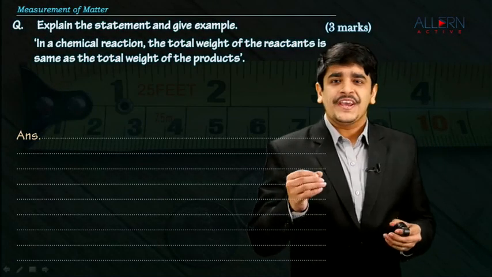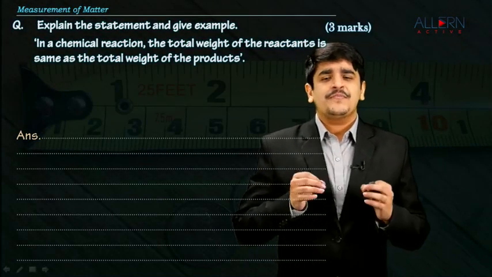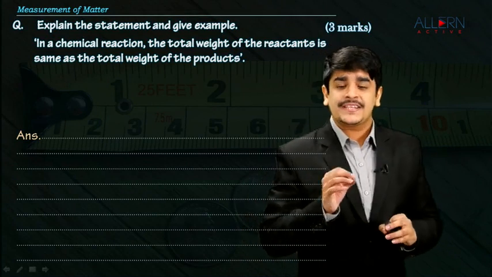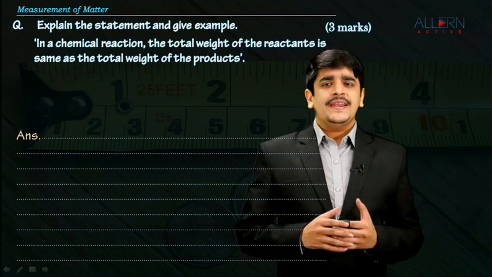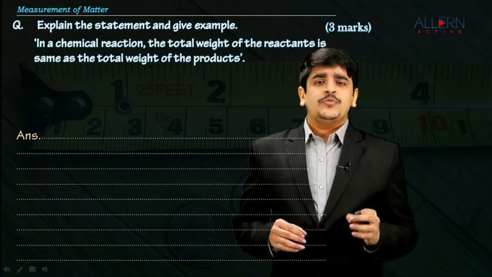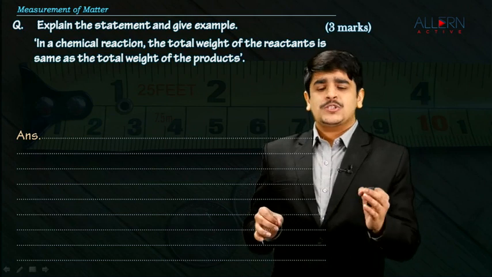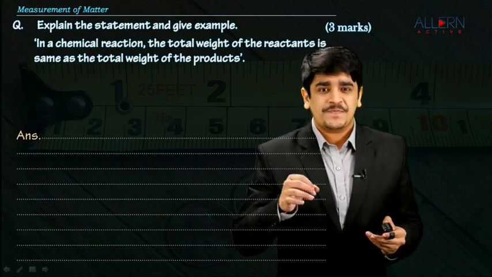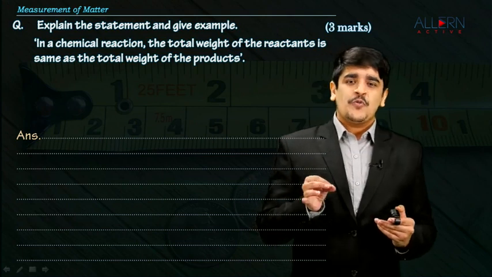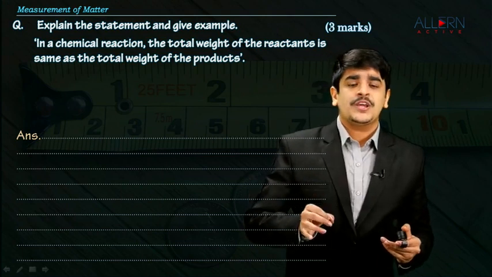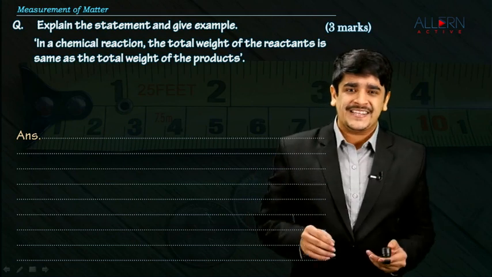Moving on. In this particular question, we have been asked to explain the statement and at the same time give an example. What is the statement? Let's have a look. In a chemical reaction, the total weight of the reactants is the same as the total weight of the products. Now, to explain this particular statement, allow me to take you into the chemistry laboratory so we can perform an experiment on exactly the same.